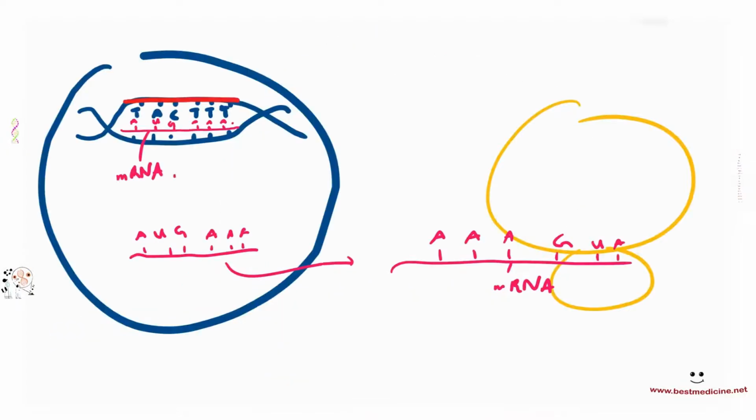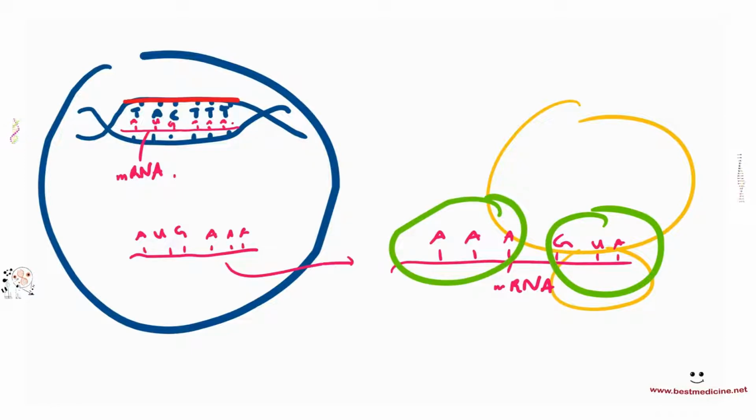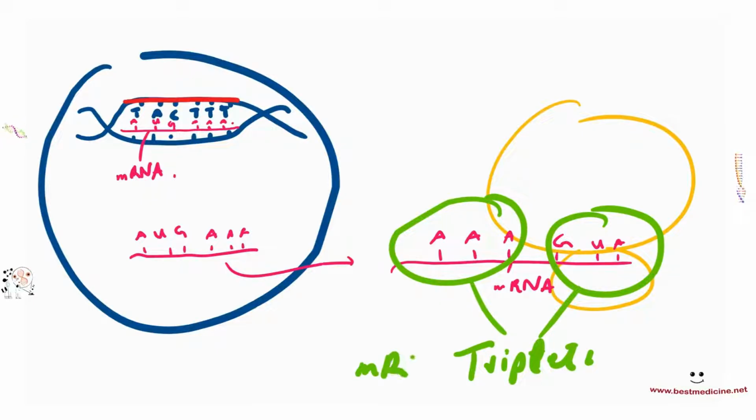Now here's the thing. Every 3 bases together are going to code for one amino acid. What I mean by this is that these three, this triplet here, is going to code for one amino acid, and then this triplet is going to code for the next amino acid, and so on. Each of these triplets, every triplet on the mRNA, is called an mRNA triplet, is called a codon, okay?